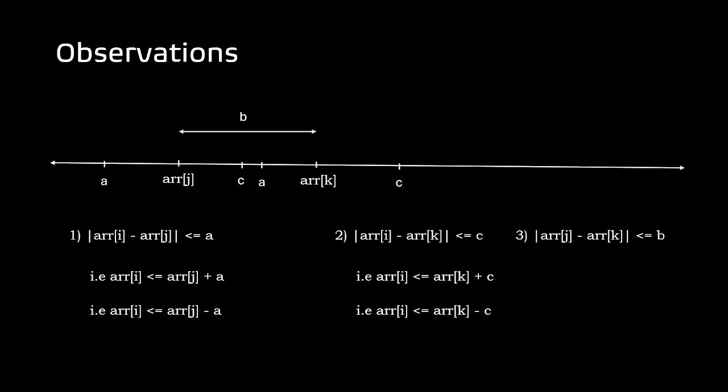Now let's look at this number line a little closer and figure out if we have some edge cases. Now let's have array j here at this location and array k at this location, and let the distance between them be b or less than or equal to b. This we have to check. Now what we can do is have our a at this location, or we can have our a at this location, as I mentioned in the previous slide.